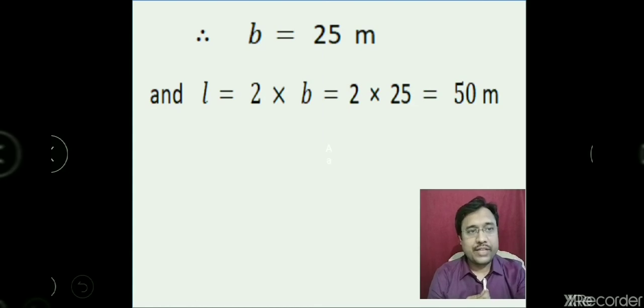So this way you can solve the exercise now. Question number 22 to 30 of exercise 7B from the R.S. Agarwal book.